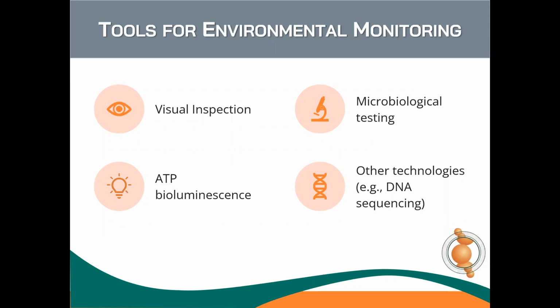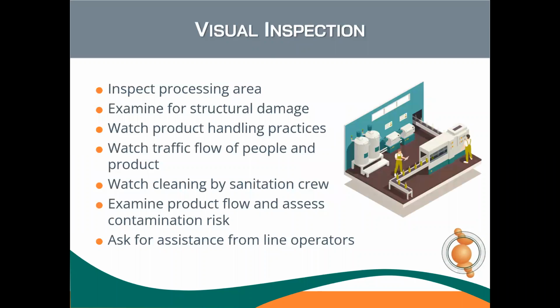So what else will we need to make an effective EMP? We'll need a few tools that will help us to obtain data and analyze it. These tools include visual inspection, ATP bioluminescence, microbiological testing, and other technologies such as DNA sequencing. Now, let's get into how we use our tools to meet the requirements we discussed earlier. One of the requirements was to identify harborage sites in your facility. We can do this through visual inspection.